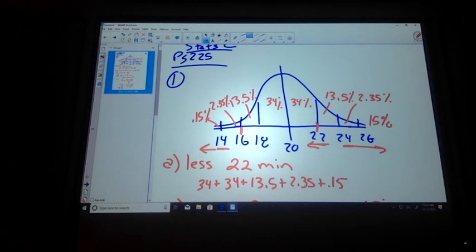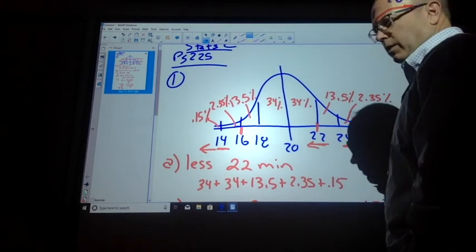Cool. And then flip it over and see if you can figure out the other problem on the backside about the shoe size.